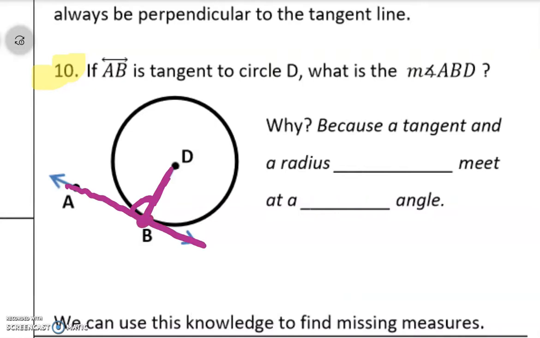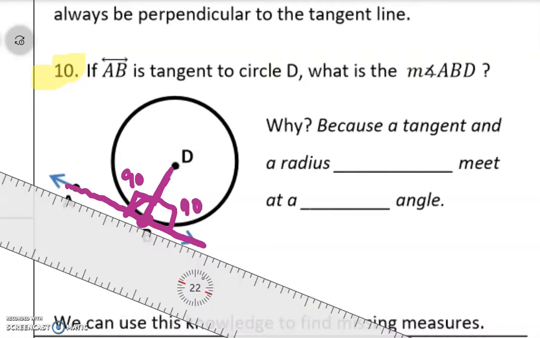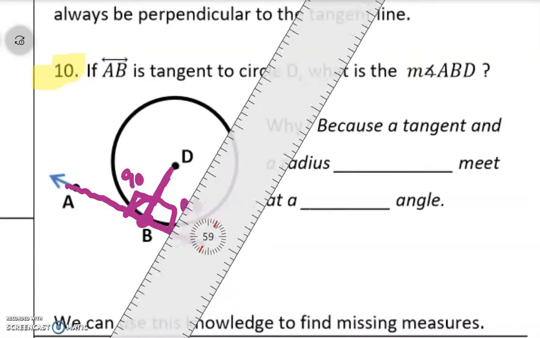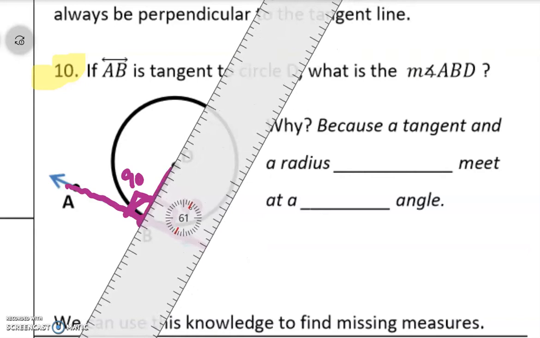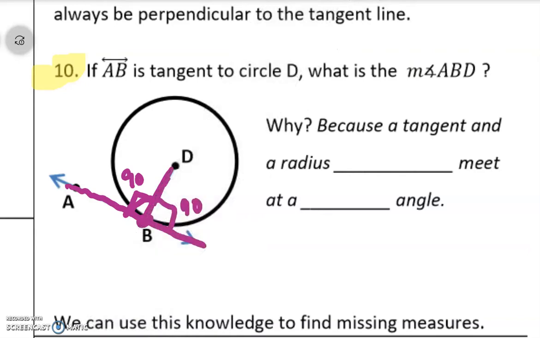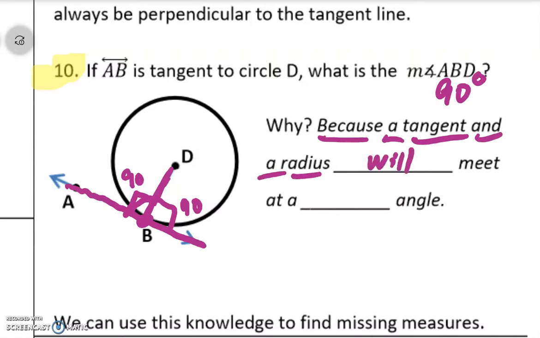The rule is that this angle must be a right angle, which means this angle would also be a right angle, right? So these are 90 degree angles. Anytime you have a tangent that meets a radius at the same point, it will always form a 90 degree angle. So we say 90 degrees here. Why? Because a tangent and a radius will meet at a 90 degree angle.